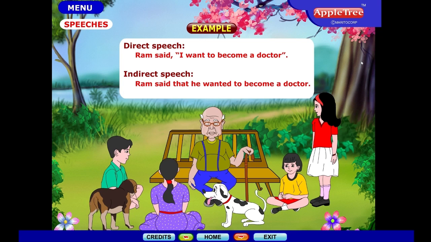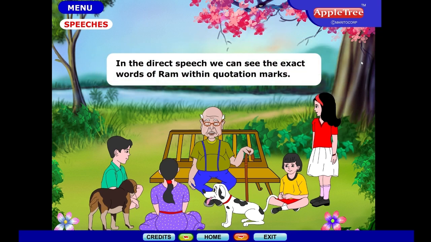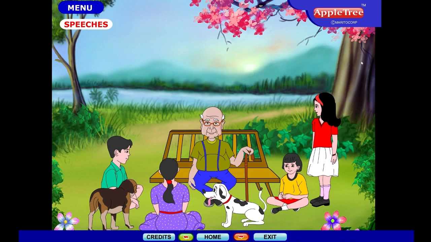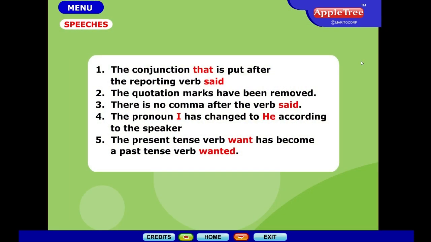Indirect speech: Ram said that he wanted to become a doctor. In the direct speech, we can see the exact words of Ram within quotation marks. While changing Ram's statement into indirect speech, the following changes are made. Number 1. The conjunction that is put after the reporting verb said. Number 2. The quotation marks have been removed.